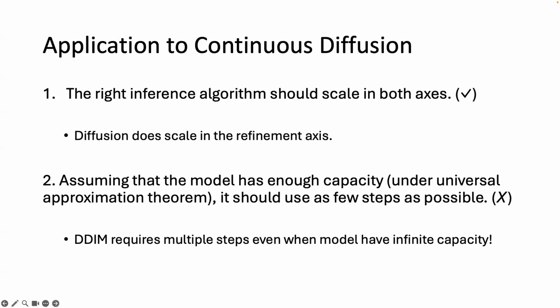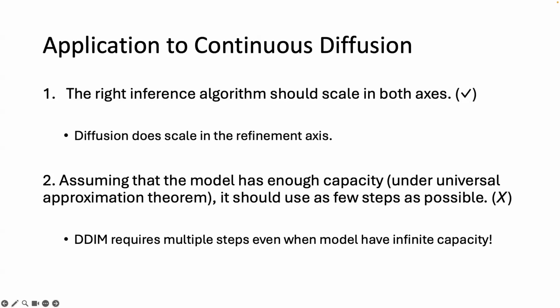So if you look at continuous diffusion, this is the first checkpoint that definitely works. For example, diffusion does scale in the refinement axis. And this is very different from methods such as GANs and normalizing flows, in the sense that they weren't designed to scale in inference time. This also benefits in that you can choose to train a small model and compensate at inference time to get to reasonable quality.